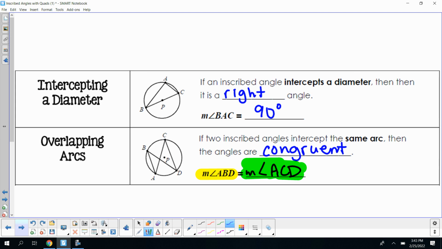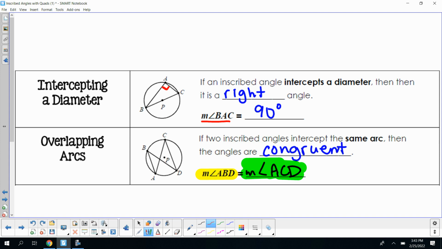All right, let's talk about intercepting a diameter. When you have an inscribed angle that intercepts a diameter, then it is a right angle. So here we have a right angle across from where the diameter is. The measure of BAC then is going to be 90 degrees.